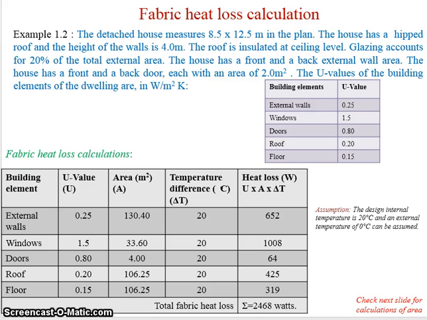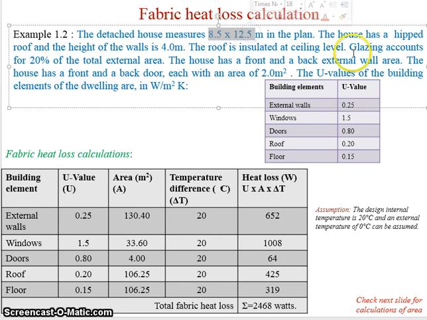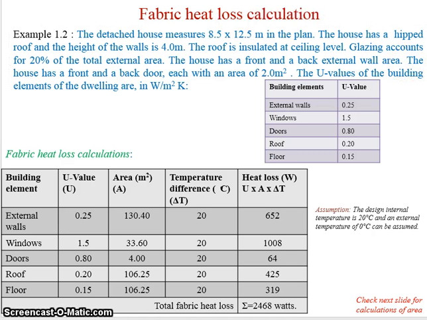So here you have a problem for fabric heat loss calculation. You have a detached house that measures 8.5 by 12.5 meters in plan. The area of the house is 8.5 by 12.5 meters. The house has a hipped roof. Hipped roof means a sloped roof, and the height of the walls is 4 meters. The roof is insulated at ceiling level. Ceiling level is something like fan level. Fan height can be called ceiling level.